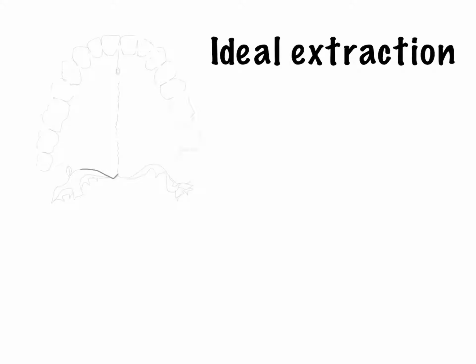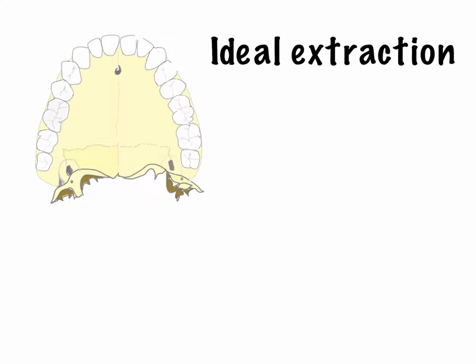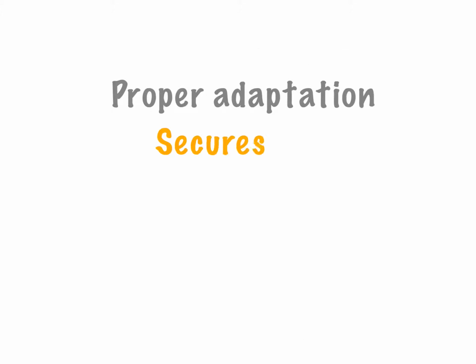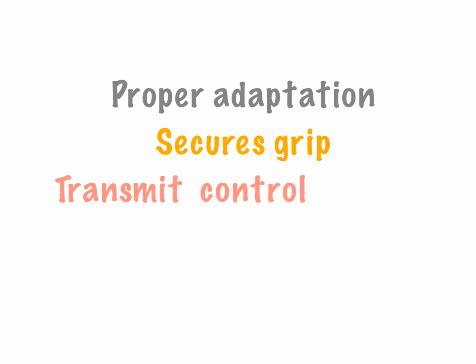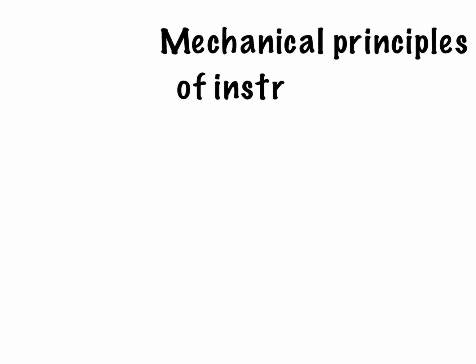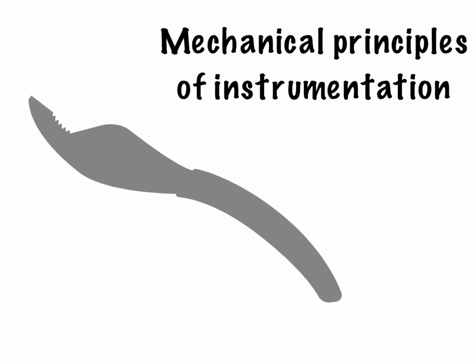The ideal tooth extraction is painless removal of whole tooth or tooth root with minimal trauma to investing tissues so that wound heals uneventfully and no postoperative problem is created. To do an ideal extraction, instruments must adapt properly, secure grip, transmit controlled force in predetermined direction, where these factors depend on few mechanical principles which have to be clearly understood to do satisfactory extraction.